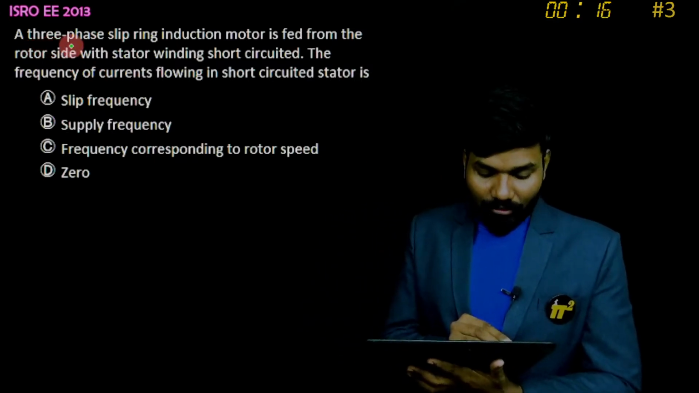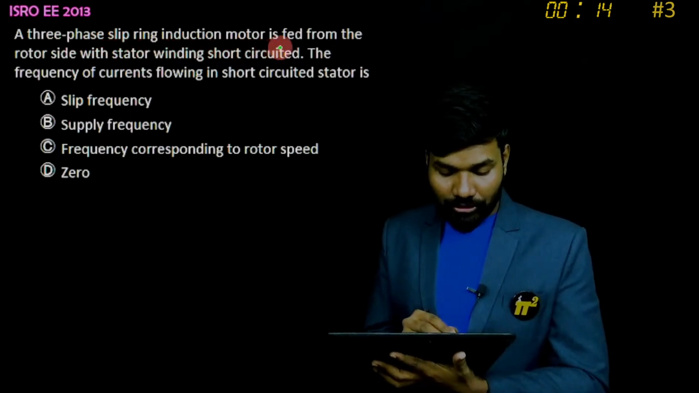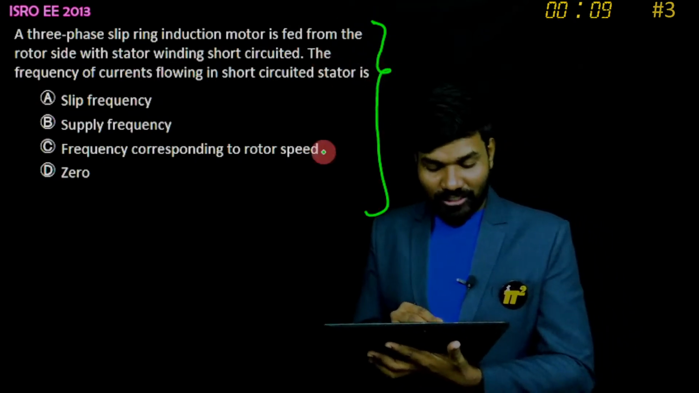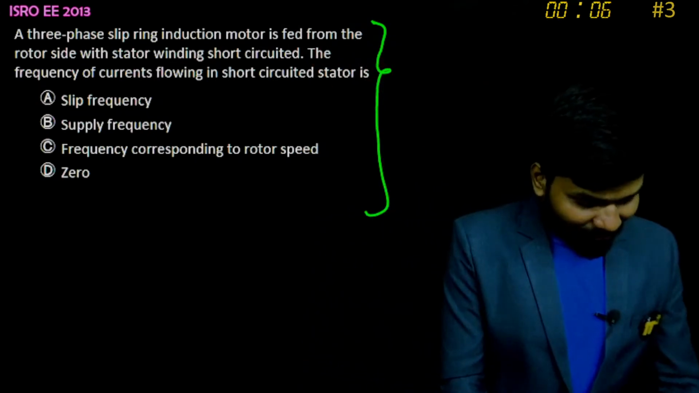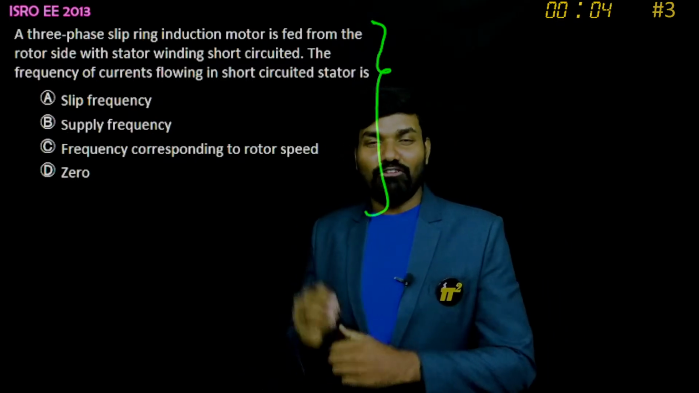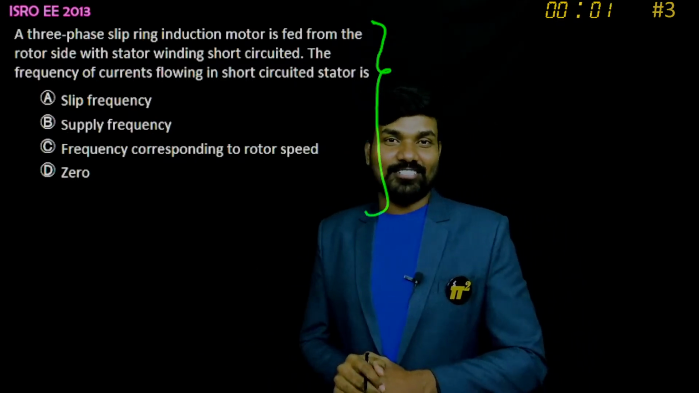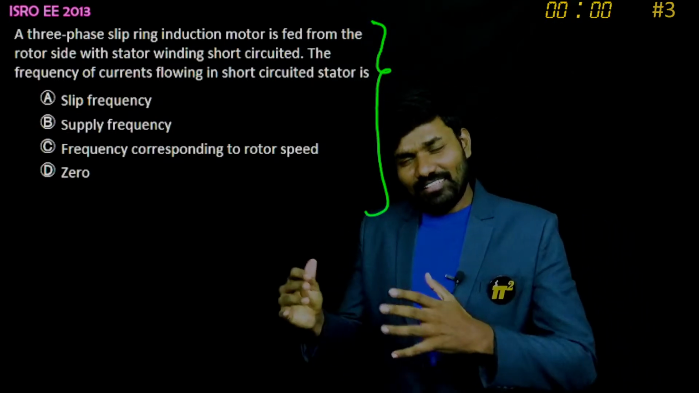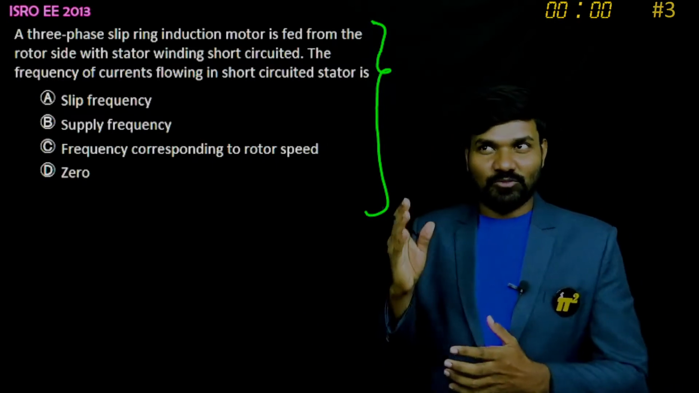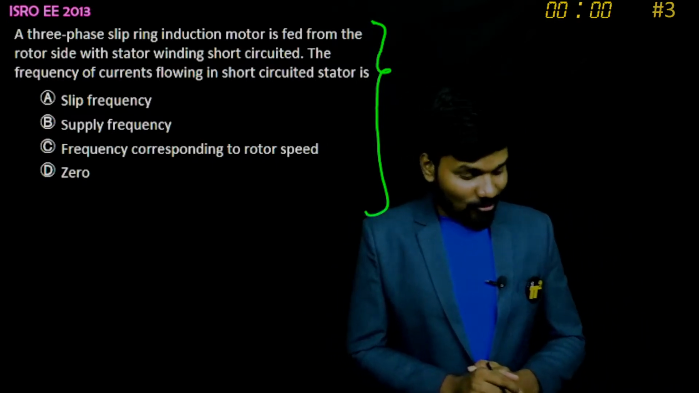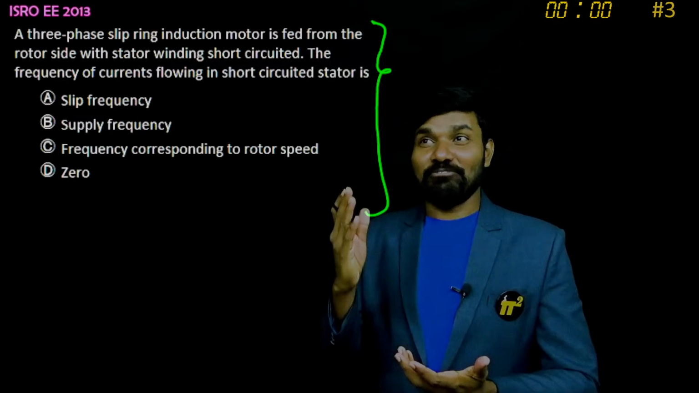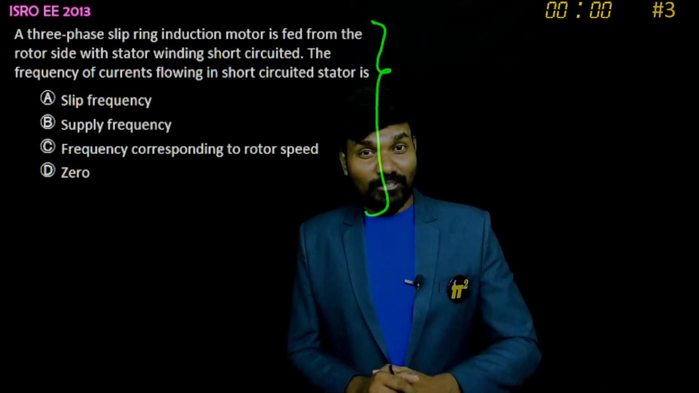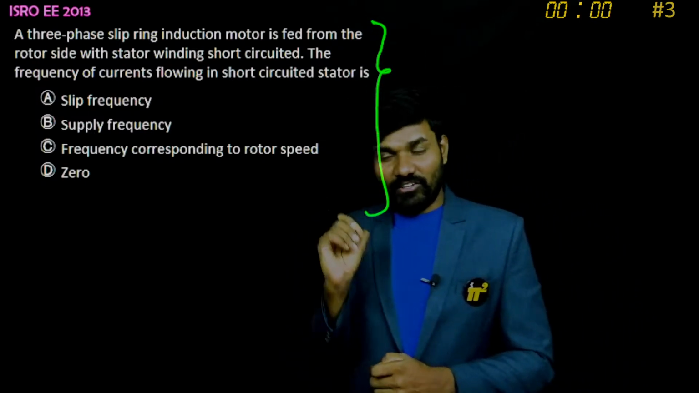Coming to this: a 3-phase slip ring induction motor is fed from... see, this question was asked in a recent BARC interview. One of our students called me and said, sir, I got this question and I answered it properly. There are many questions, and out of those, this is one of them. So they asked it in an interview. Now we are getting this in ISRO 2013, but it could be one of your interview questions also because it has some interesting analysis.